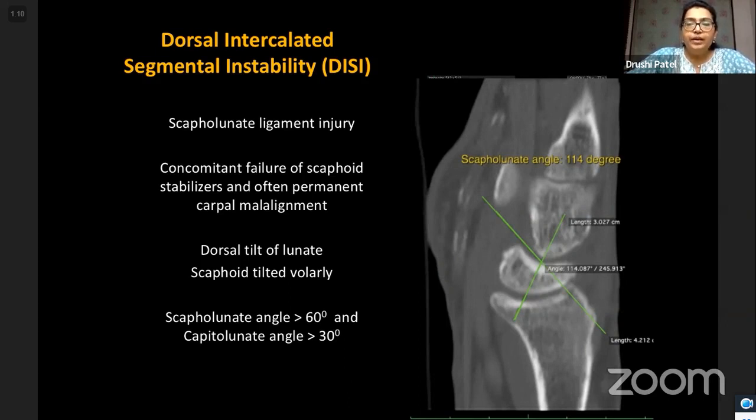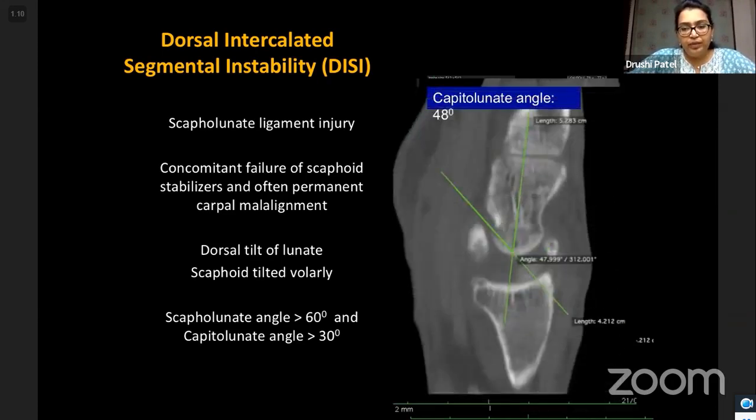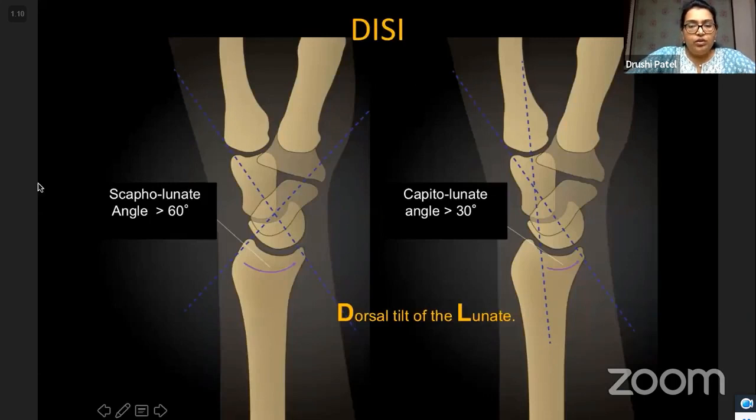When it occurs due to a ligamentous injury, it is known as a ligamentous DISI. What all other pathologies can cause DISI, we'll discuss in the carpal instability part. Right? So, to remember, DISI is dorsal tilt of the lunate axis, wherein the scapholunate angle is increased greater than 60 degrees, and capitolunate angle also increases greater than 30 degrees. And there is disruption of the scapholunate ligament.